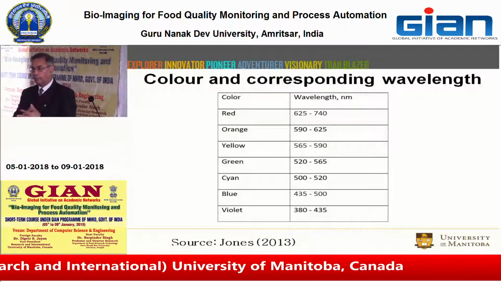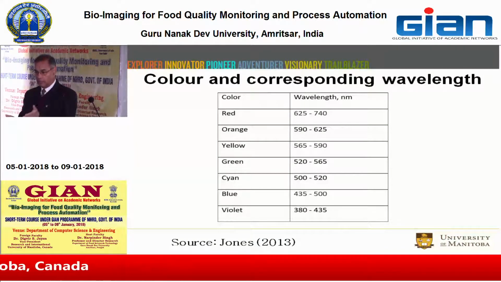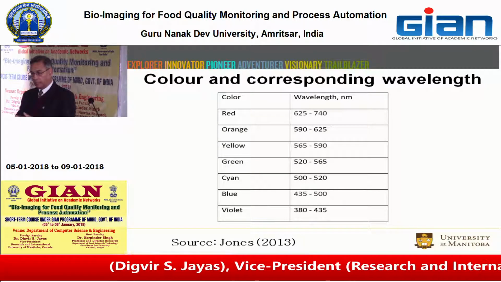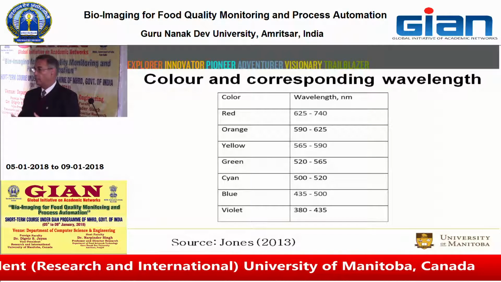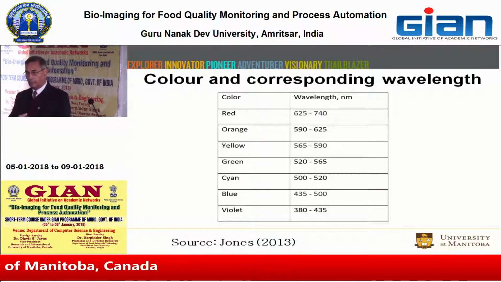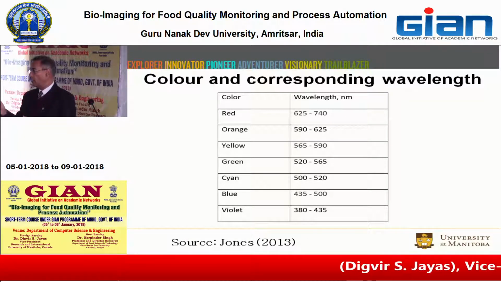So the red, for example, is covered from 625 to 740 nanometers, and violet on the other end of the rainbow or the spectrum is covered from 380 to 435. And that's why it's referred to as the visible spectrum for 400 to 700 nanometers, even though when you look at the range, it seems to go slightly above that.